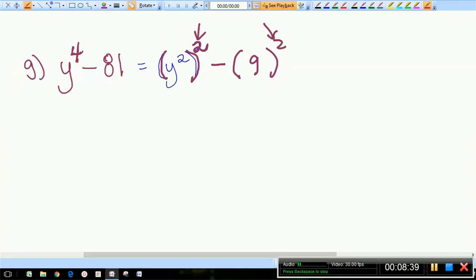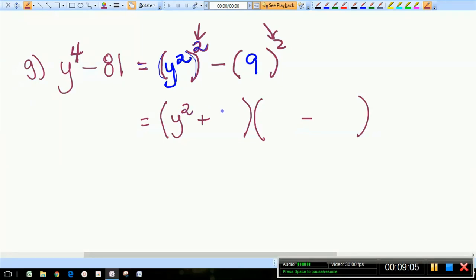Okay, so how does this factor? Open your 2 sets of parentheses. Remember, it's going to be the sum and the difference, the conjugates. What I have here in blue is the root that we bring down into the factorization. So y to the fourth became y squared squared. So y squared becomes part of our factorization. Now 9 is the root of 81.